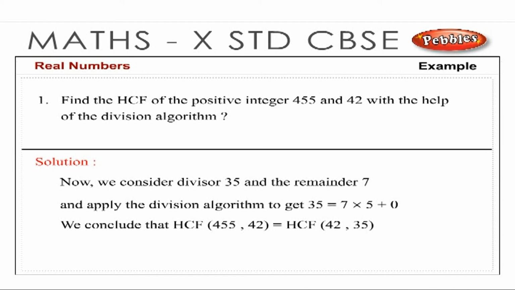Now, we consider divisor 35 and the remainder 7 and apply the division algorithm to get 35 is equal to 7 into 5 plus 0. We conclude that HCF of 455, 42 is equal to HCF of 42 and 35.